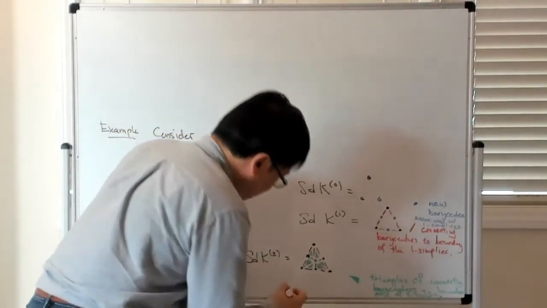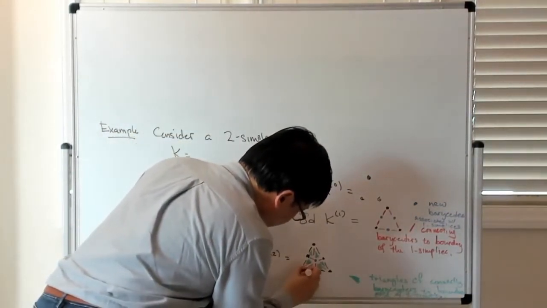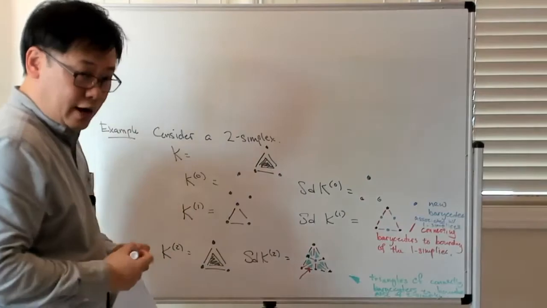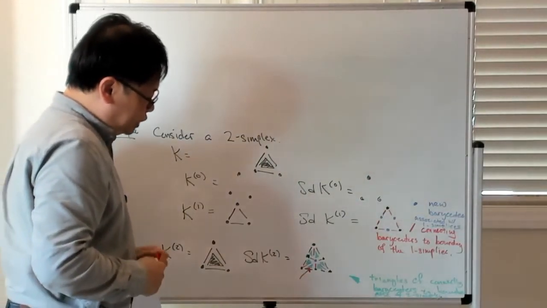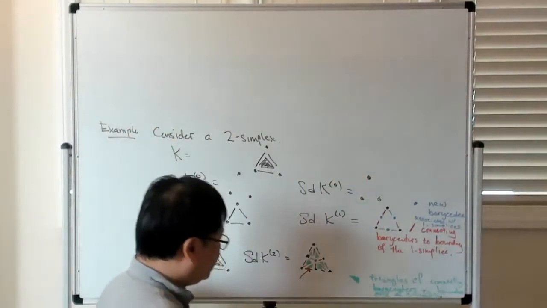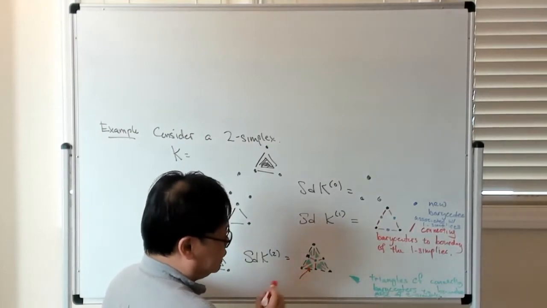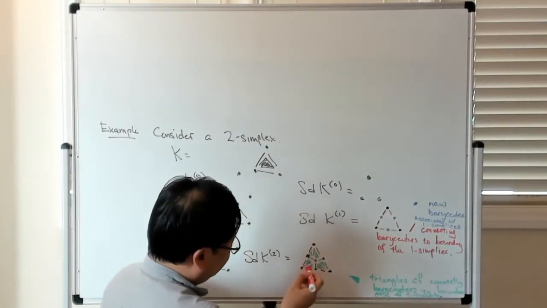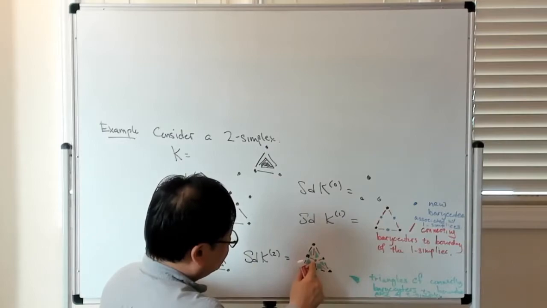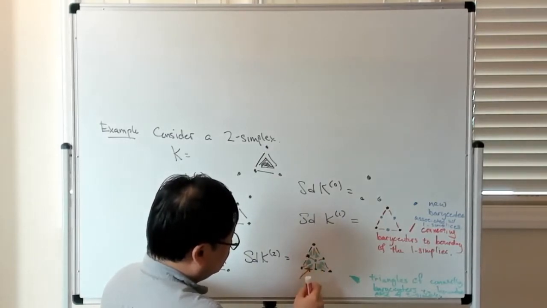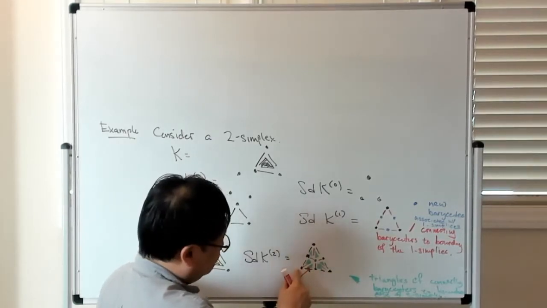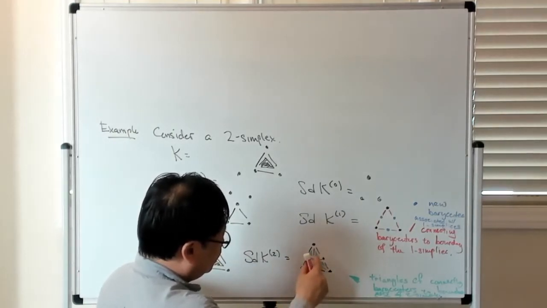Right, so actually let me just look at this green triangle there. You can check that this green triangle is a simplex which is spanned by the following: the barycenter of the 2-simplex, plus the barycenter of this edge, plus the barycenter of this vertex. So it goes from dimension 2 to dimension 1 to dimension 0.